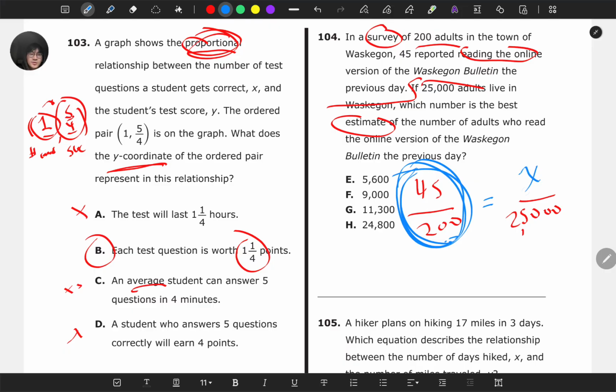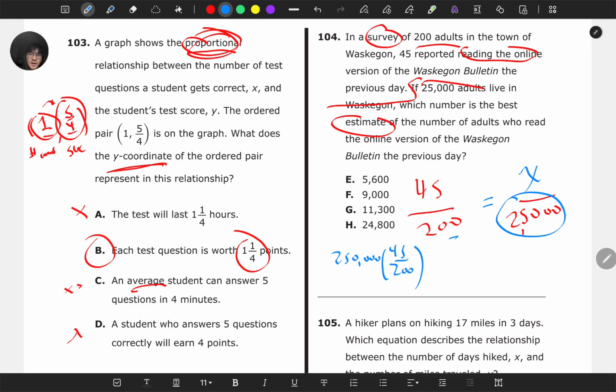To do this problem, you just have to solve this as a proportion. You set the sample fraction equal to the population fraction, and you solve for x. To solve for x, you can cross multiply, but faster, you just multiply both sides by this. So you do 250,000 times 45 over 200. Then some math tricks: there are 2 zeros on top and 2 zeros on the bottom you can cross out. And then you just have to do this math here.